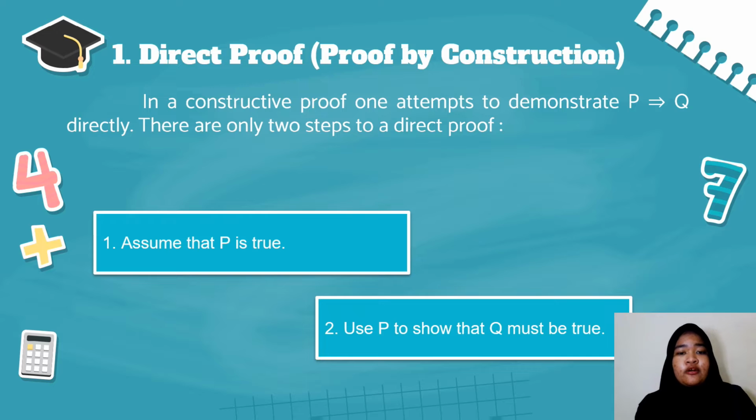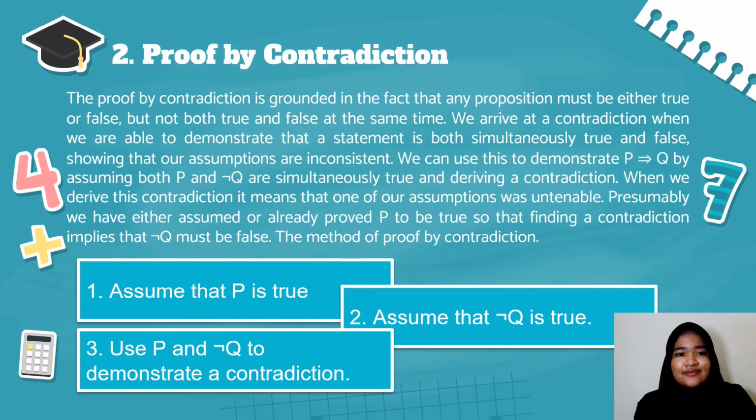First, direct proof or proof by construction. In a constructive proof, one attempts to demonstrate P implies Q directly. There are only two steps to a direct proof. First, assume that P is true. Second, use P to show that Q must be true.